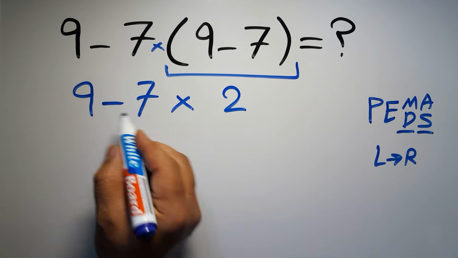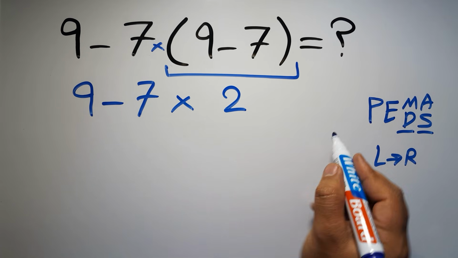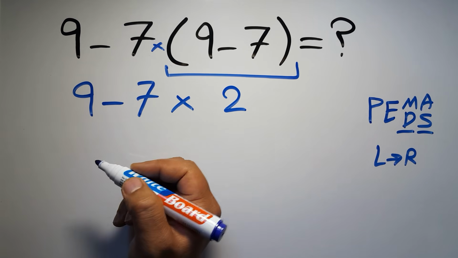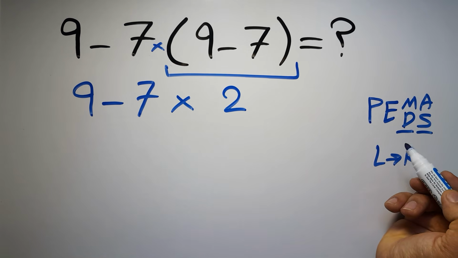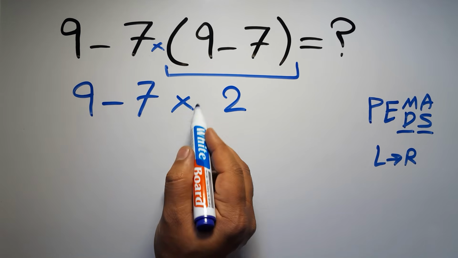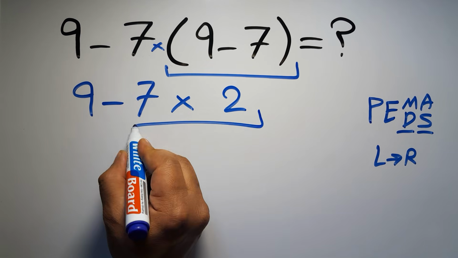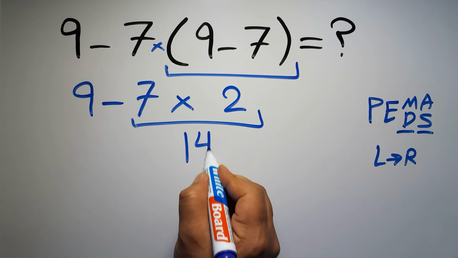Now we have one subtraction and one multiplication. According to the PEMDAS, multiplication has higher priority than subtraction because multiplication comes before subtraction. So here first we have to do this multiplication. 7 times 2 is just 14.